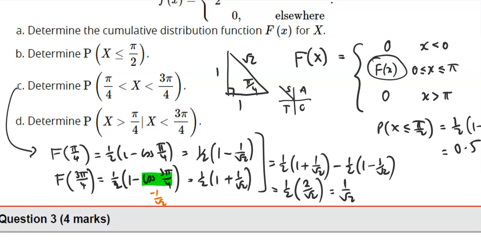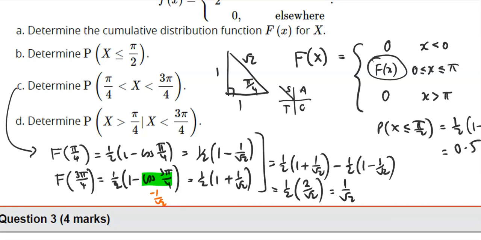Does that look right? They get a common factor of 1/2. We've got 1 minus 1 and 1 on root 2 plus 1 on root 2, which is 2 on root 2, and 1/2 times 2 on root 2 is 1 on root 2. Yes, that's right. So 1 on root 2, what's that as a decimal?